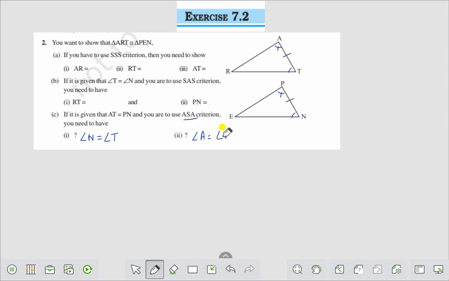In this way you can solve the various problems, right? Here again we are showing that AT is equal to PN, given. Therefore angle A should be equal to angle P, and angle N should be equal to angle T. Then you can use the angle side angle criterion to prove that this triangle is congruent to this triangle.